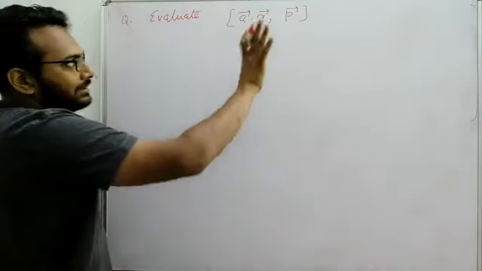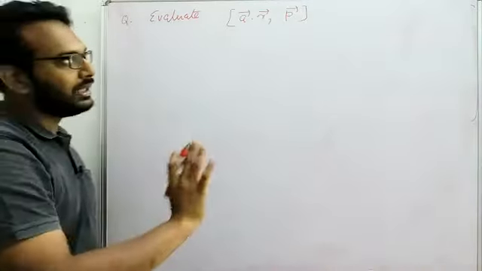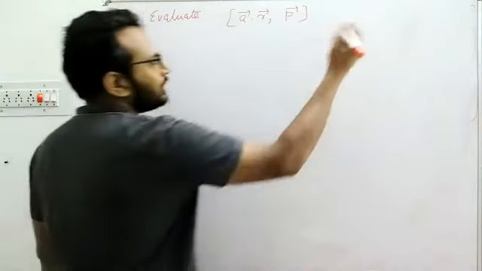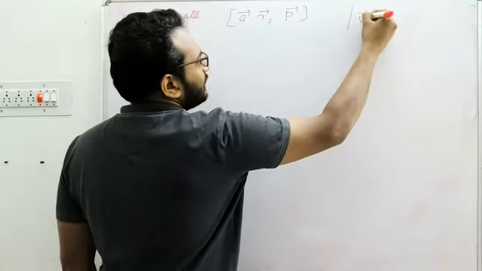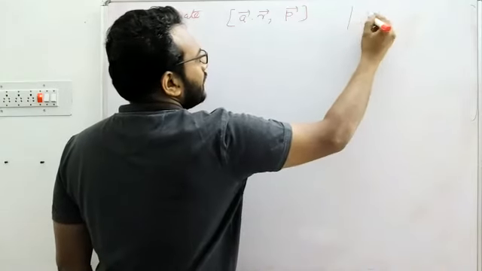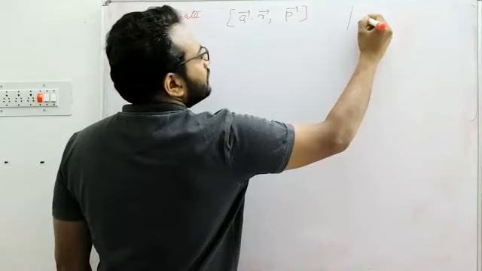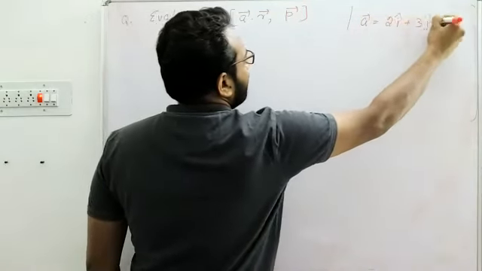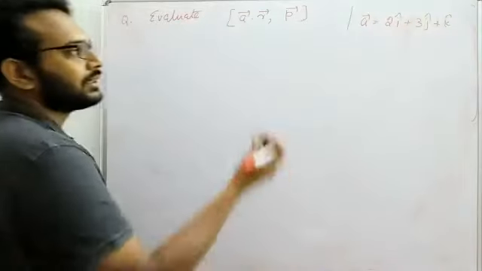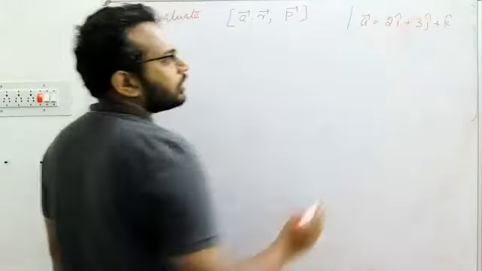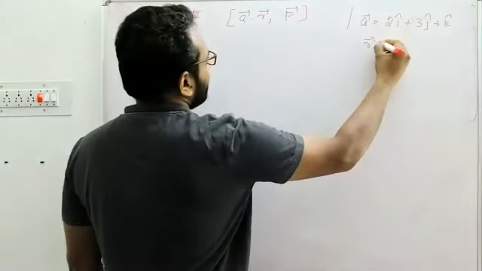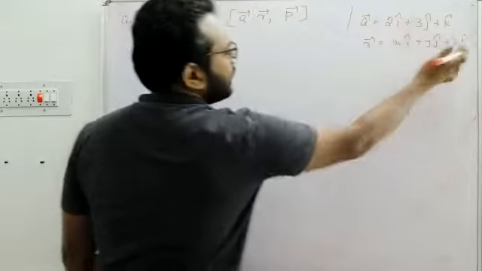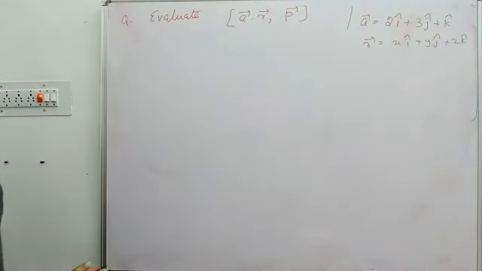So A is said to be a constant vector. What we mean by a constant vector is that its coefficients are constants. Usually a vector can be written, for example, as 2i plus 3j plus k. This is a constant vector because the components are constants, whereas the R vector is equal to xi plus yj plus zk. These are not constants.